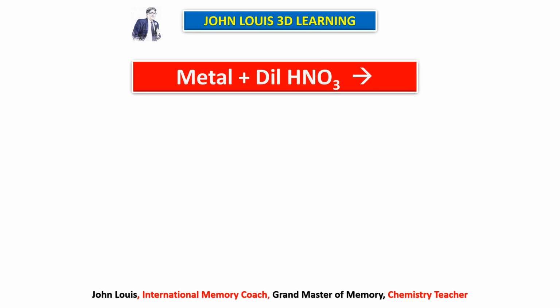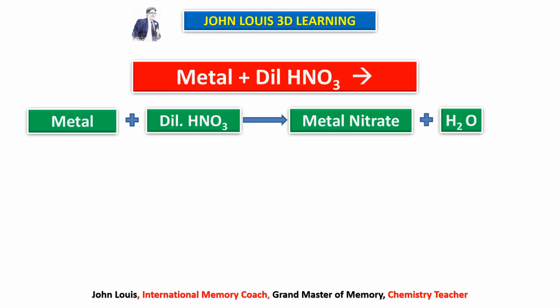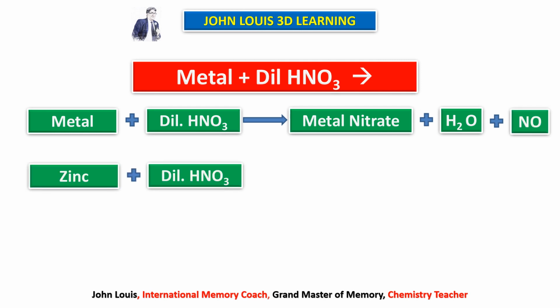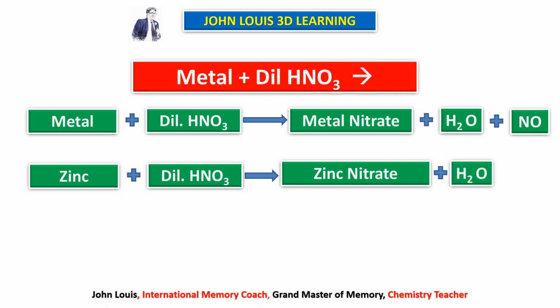Among the dilute nitric acid reactions, this is the second type. Metal plus dilute nitric acid gives metal nitrate plus water plus nitrogen monoxide. Let's take the metal as zinc. Zinc plus dilute nitric acid gives zinc nitrate plus water plus nitrogen monoxide.